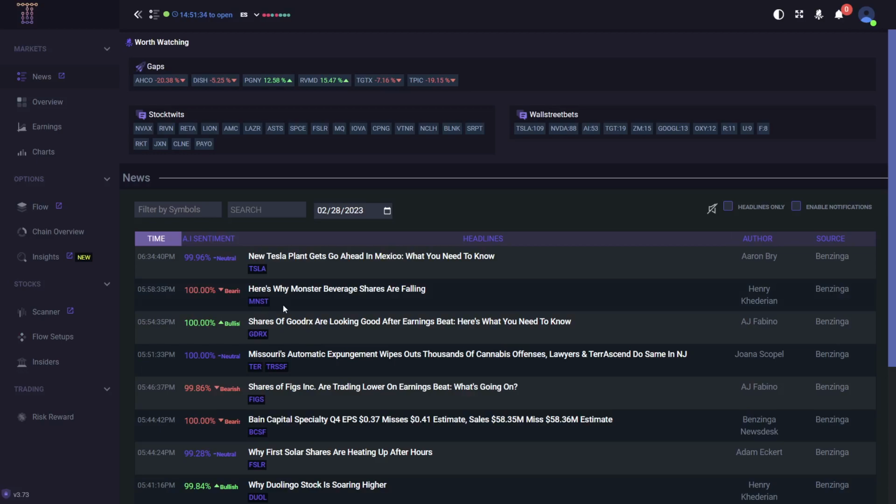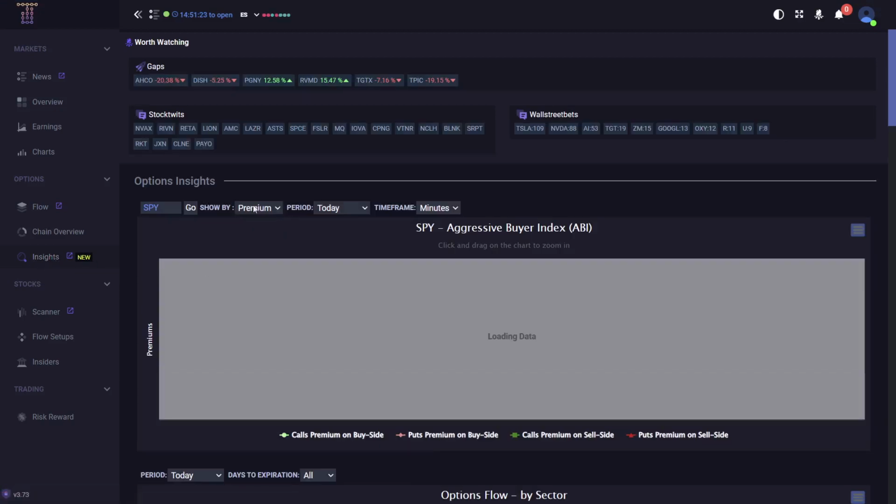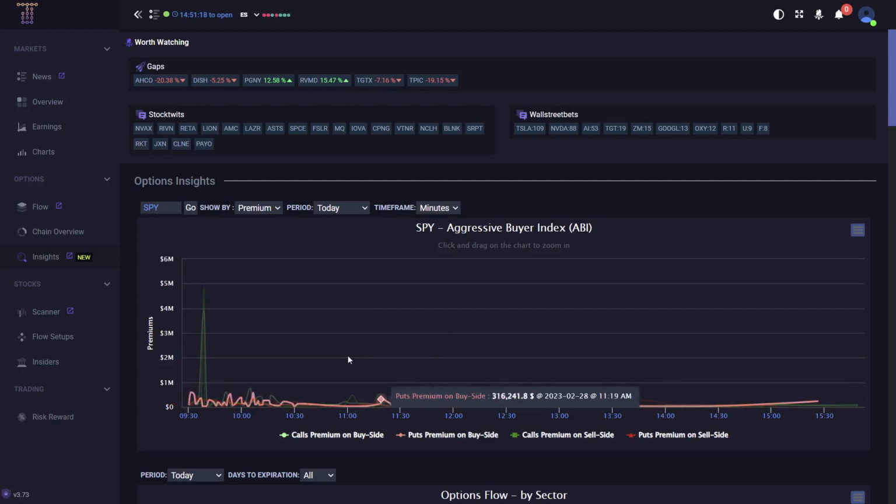So when you click on a TradeUI link in the description below, it'll take you to TradeUI. You'll actually be on one of the pages here. This happens to be the news page. But what we're going to do is click down here on the Insights page. When I go to Insights, it's going to populate the SPY Aggressive Buyer Index. It takes a second to load, but once it's loaded, it'll be populating in live time.